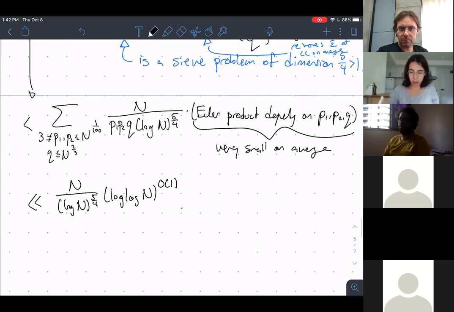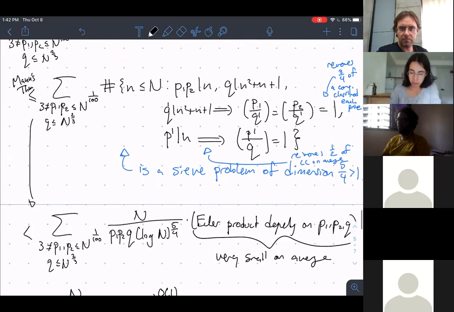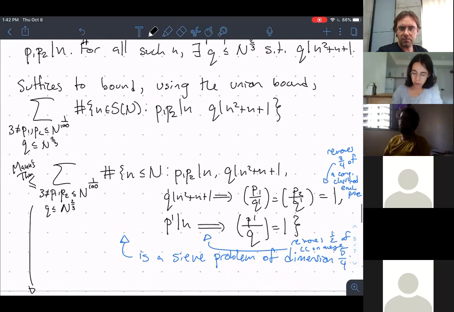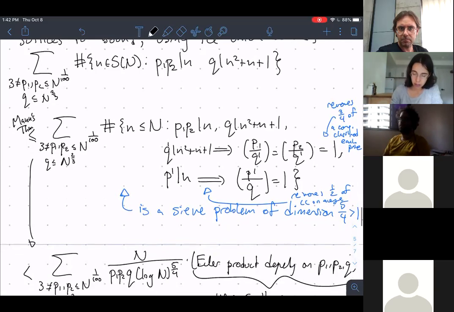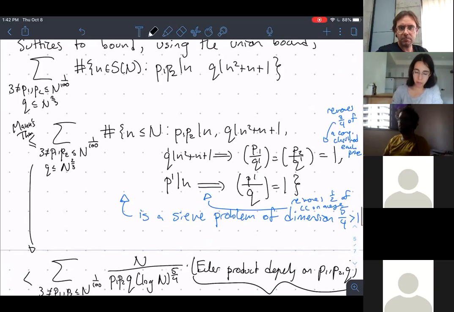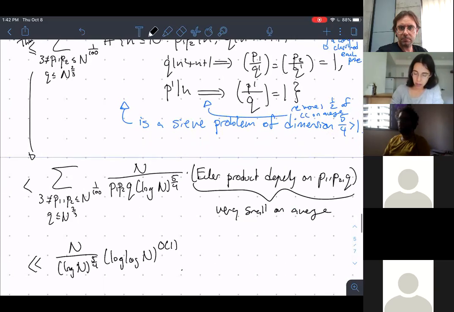Right. So to recap, we used the union bound up here to remove some of the dependence of the prime factors of n squared plus n plus 1 on the prime factors of n. But we gained so much by using the sieve here, using the conditions from Mann's theorem, that we saved more than a power of log n. And this is more than enough to counteract what we lost by using the union bound, which was what we got from summing over 1 over P1, P2 times Q. So we just lose a power of log n.